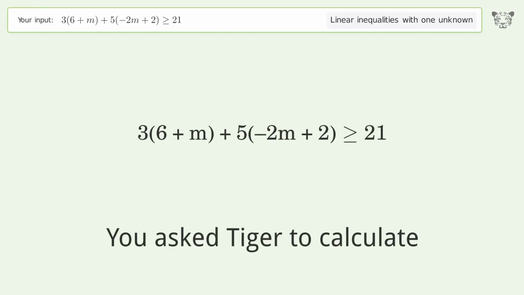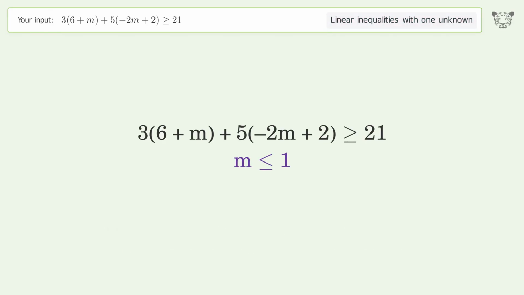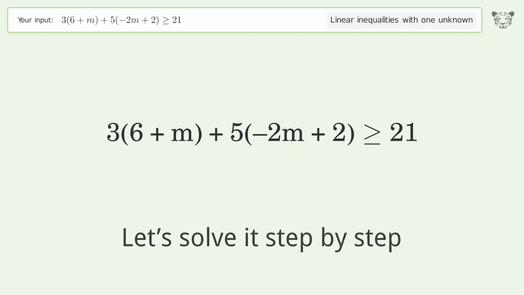You ask Tiger to calculate. This deals with linear inequalities with one unknown. The final result is m equal or smaller than 1. Let's solve it step by step.